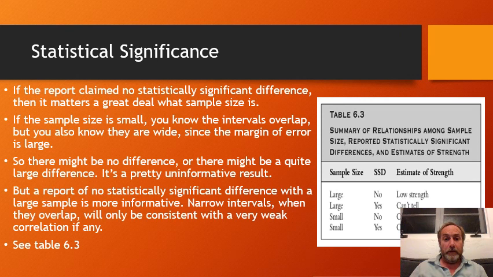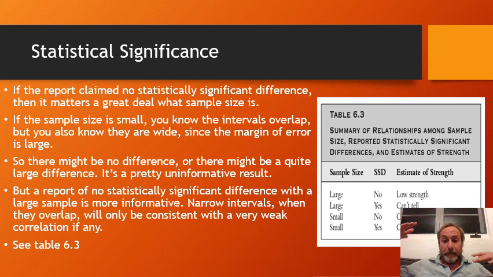Now, if the report claimed no statistically significant difference, but again, didn't tell us the sample frequencies, what could we infer from that? Well, in that case, it's going to matter quite a bit what the sample size is, right? So if you have a small sample size, you know the intervals overlap, but you also know that the margin of error is going to be really large, right? So they're going to be very large intervals that are overlapping.